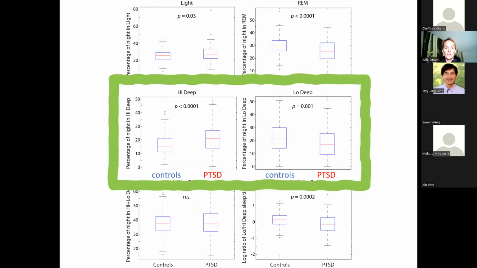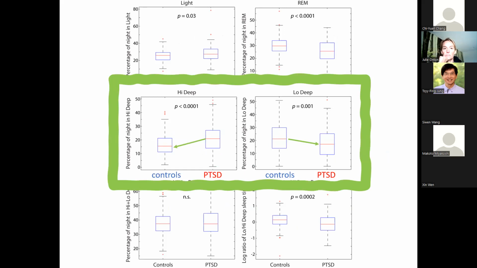So looking at it as a graph, we'll just focus on the high and low deep sleep. PTSD sleepers had more high deep sleep and less low deep sleep than control sleepers on average. This is for how many subjects? This one, I think it was about 60 or 80 or something like that.